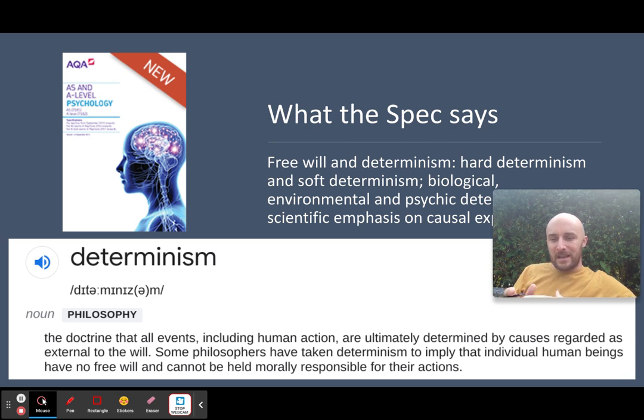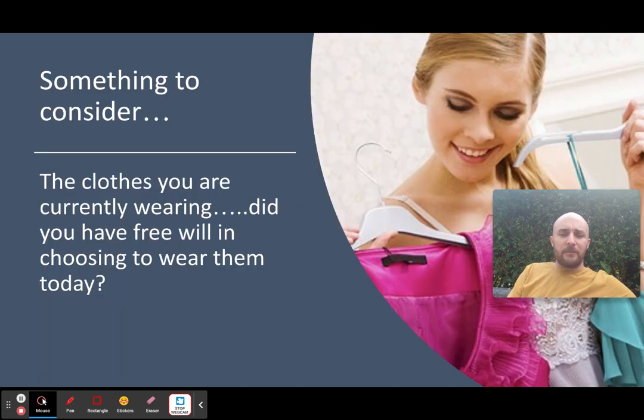We do have a definition here, or a Google definition for determinism, but it's essentially what we mean by determinism. It's the concept that our behavior is actually caused by something outside of our control, i.e., it's the opposite to free will, in which we say that everybody has full control over their behavior and what they do.